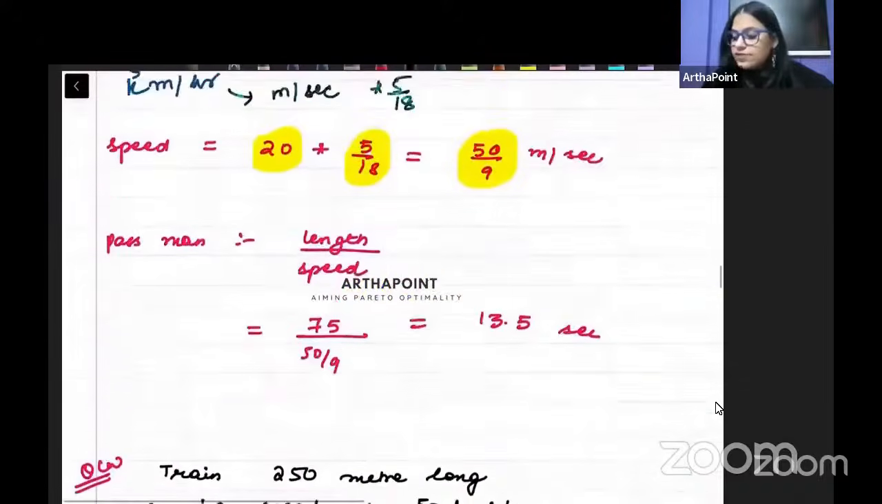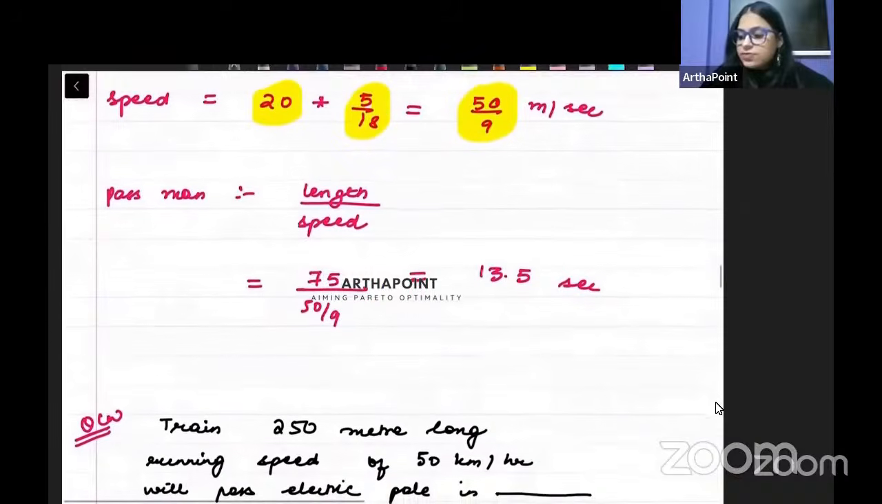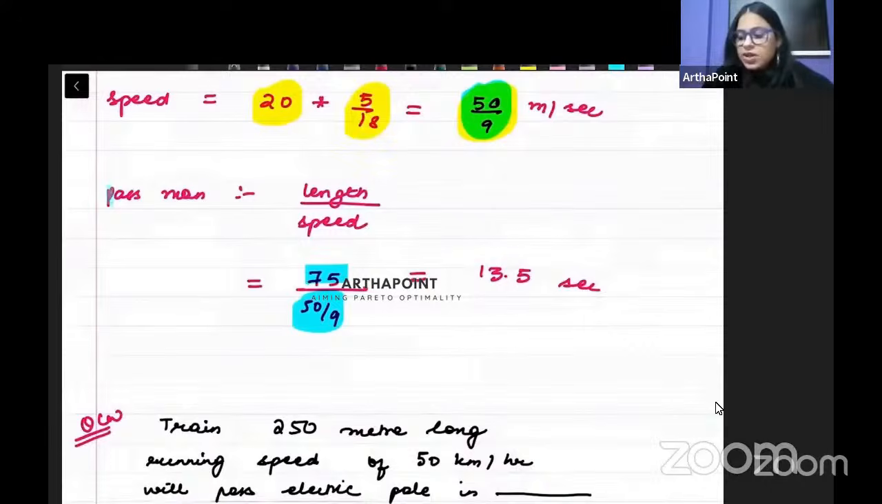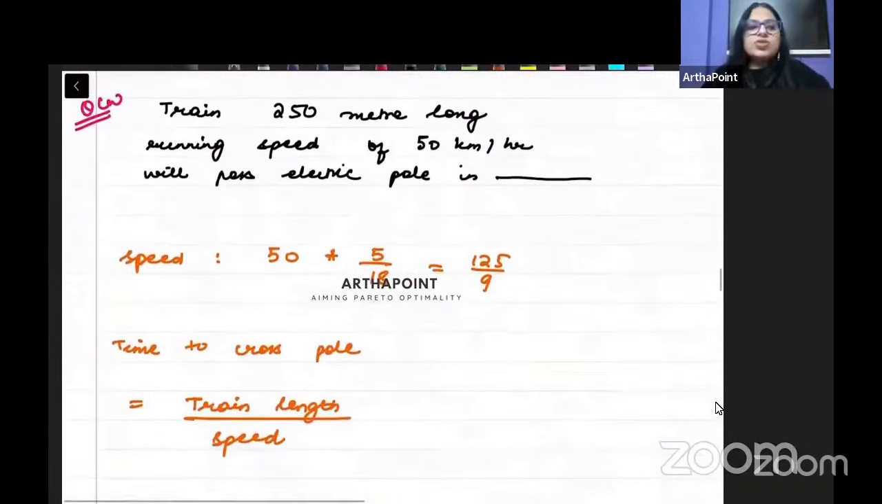The length of this is 75, given to me. The speed or velocity is 50 by 9. So if I just divide it, I will get the time it will take to pass the pole or pass the man. So the time is going to be 13.5 seconds. And that's the answer to this question. Okay. Come to the next question.